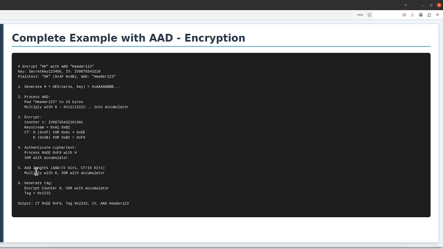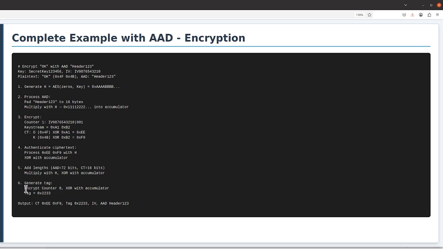Step 5. Process lengths. Our AAD is 72 bits, 9 bytes. Our ciphertext is 16 bits, 2 bytes. We create a lengths block: 72 in the first 64 bits, 16 in the last 64 bits. We multiply this with H to get a value beginning with 99 ending with AA. We XOR with accumulator. 44...CC XOR 99...AA equals DD...EE.